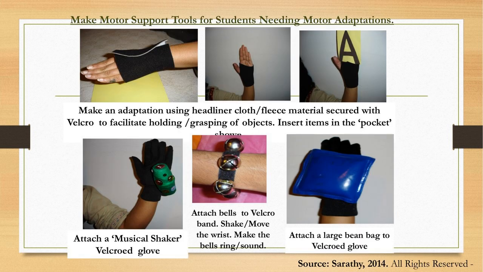These are some motor supports that you can use. Your OT may be able to provide you with greater guidance, but this is a headliner cloth that you see. You just use Velcro and the headliner cloth and you can insert objects. This will help the student to be more independent instead of holding the student's hand and moving it, so the student feels empowered. These are a variety of things where either the glove or that headliner cloth is attached with Velcro, and you insert objects for the student to manipulate himself or herself.